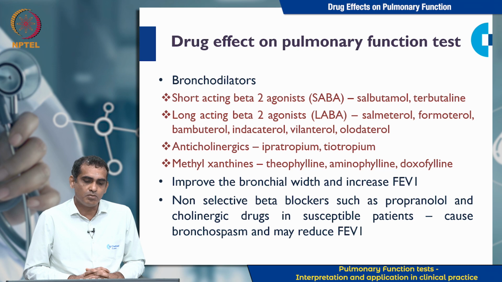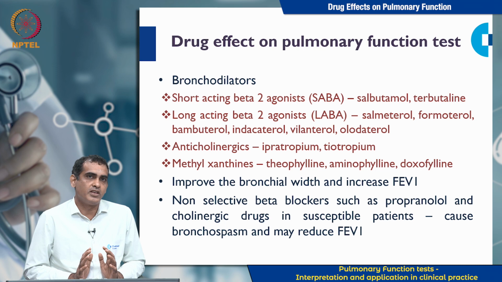These medications improve the bronchial width and increase forced expiratory volume in 1 second, FEV1. And beta blockers: like we have seen, beta agonists produce bronchodilation, whereas beta antagonists, beta blockers, block the beta receptors. Non-selective beta blockers, especially propranolol, block the beta-2 receptors to some extent in the bronchial airway, and they may produce bronchoconstriction, and they can also affect the pulmonary function.